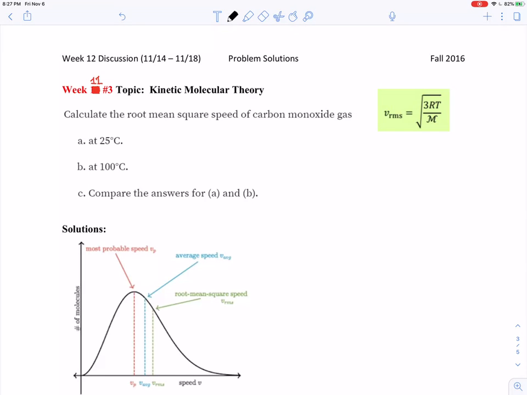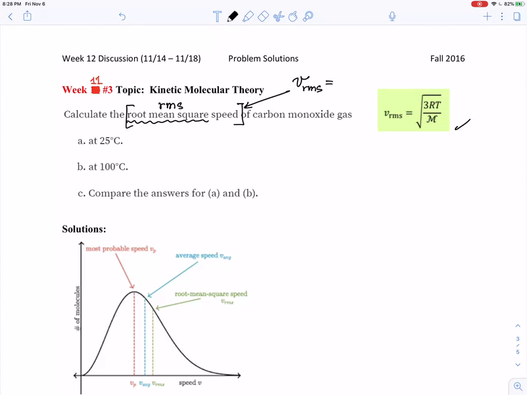Okay, so this is the third problem of week number 11, which is on the kinetic molecular theory of gases. They ask us to calculate the root mean square speed of carbon monoxide gas. Root mean square, in short form, is called RMS, and the root mean square speed is known as VRMS.